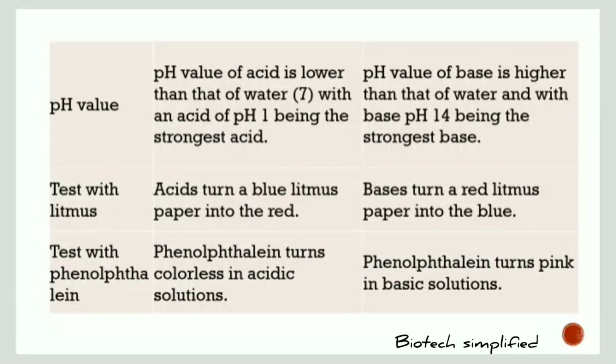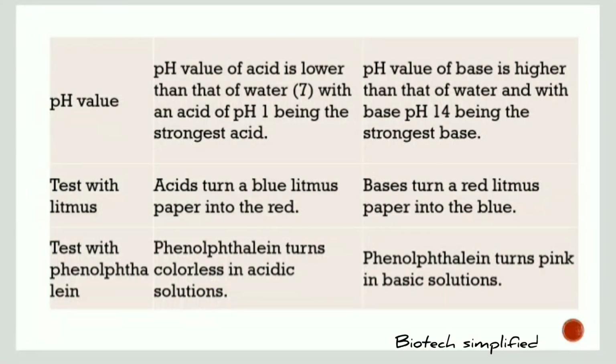Now let us discuss the difference between an acid and a base based on the pH value. For an acid, the pH is always lower than 7. That is, the strongest acid has a pH of 1, whereas for a base it is always greater than 7. The strongest base has a pH of 40.